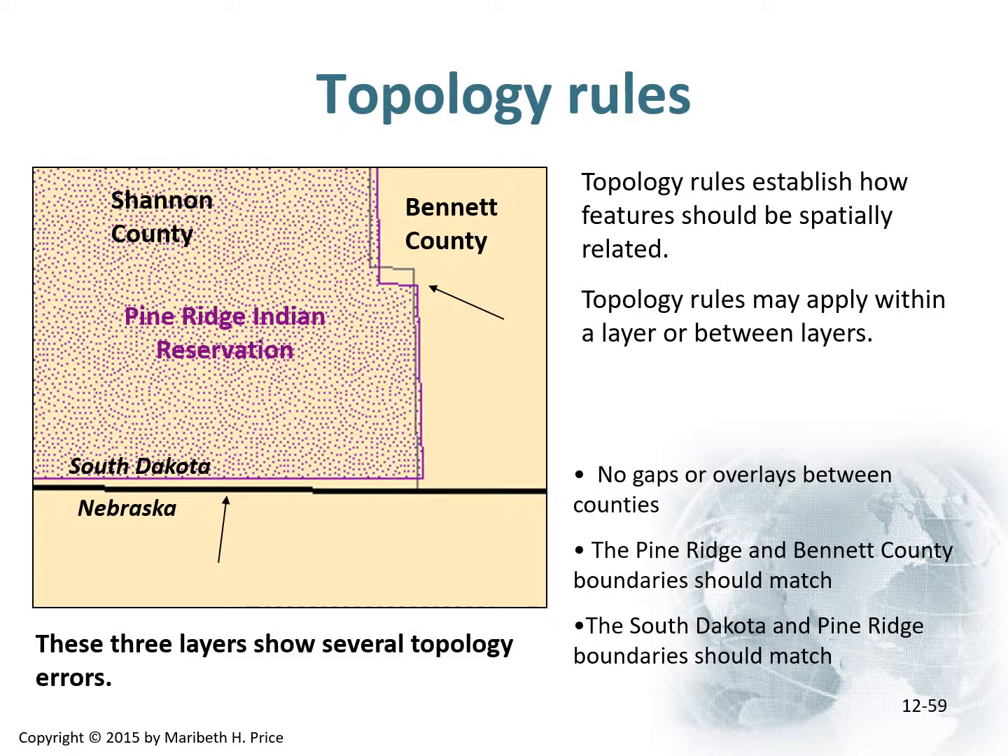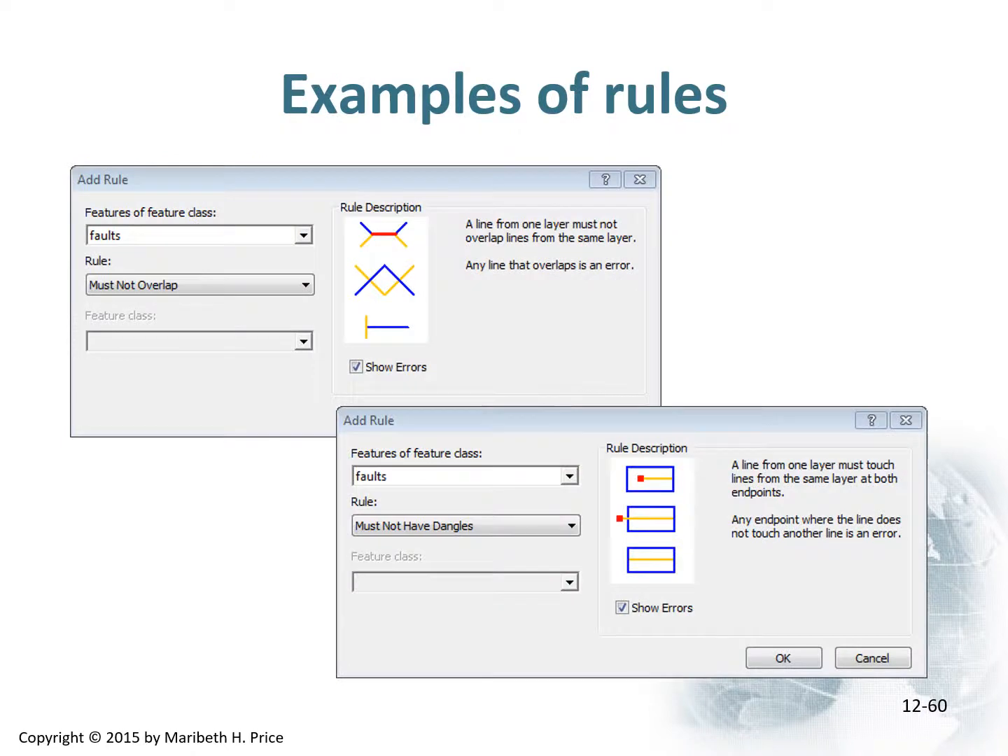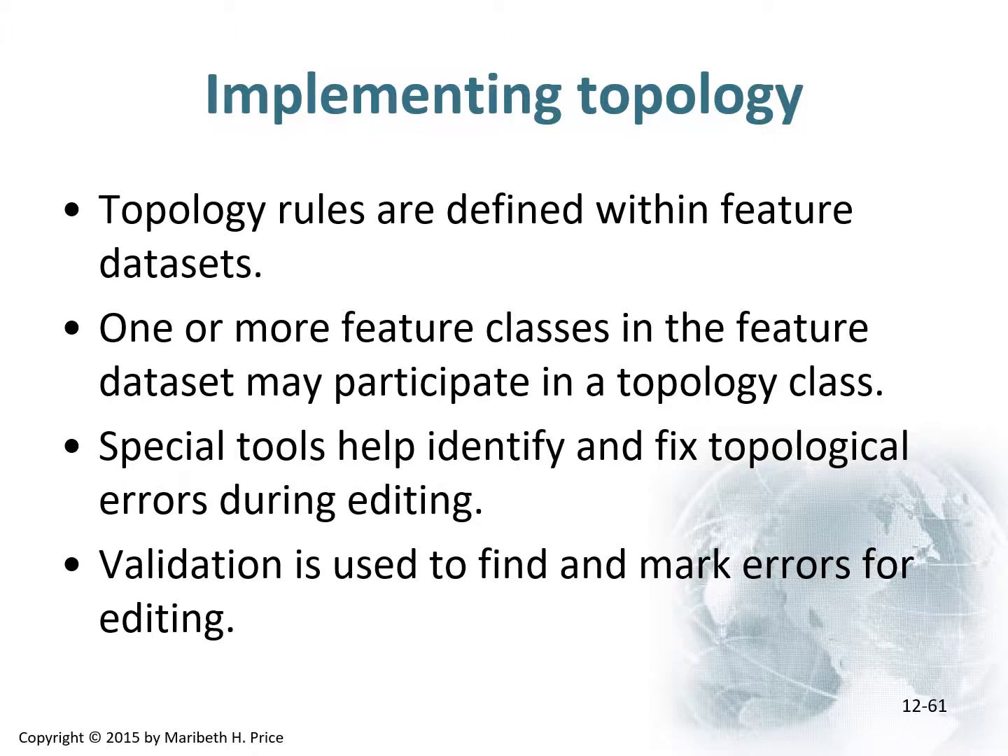So what are some of the rules we're looking at here? Topology rules establish how features should be spatially related, and so no gaps or overlaps, and things having to share coinciding boundaries. All of these are ones that you could apply. Some examples of the rules and how they're set up. Once you implement them, the topology rules are defined within the feature data set. One or more feature classes in a feature data set may participate in a topology class, and there's special tools to do all this. And then validation is used to find and mark errors for editing. So it goes through, applies the rules, identifies everything that doesn't comply with the rules, and then you get to go fix it.